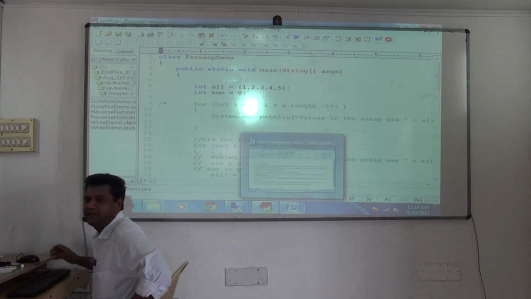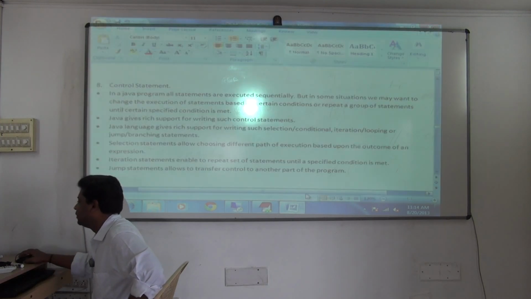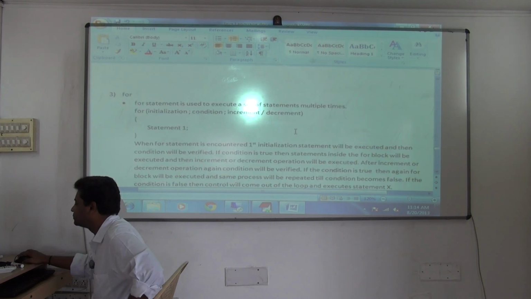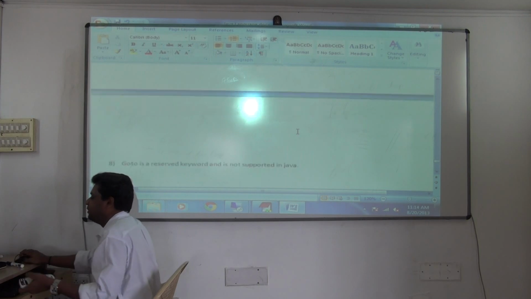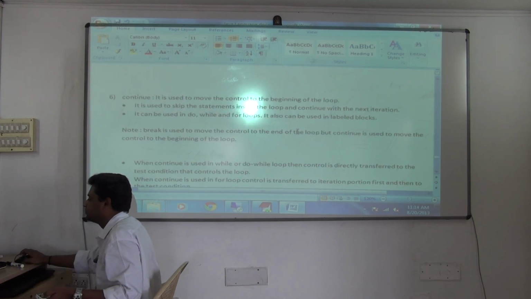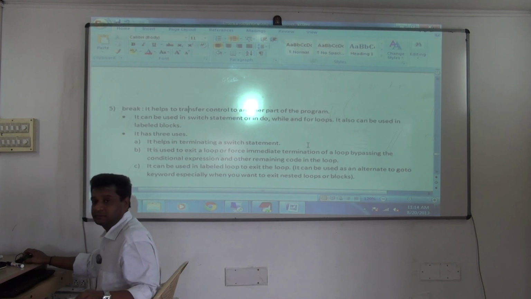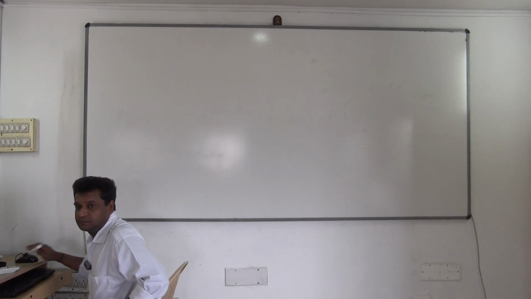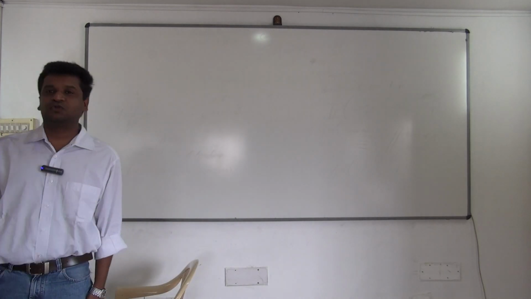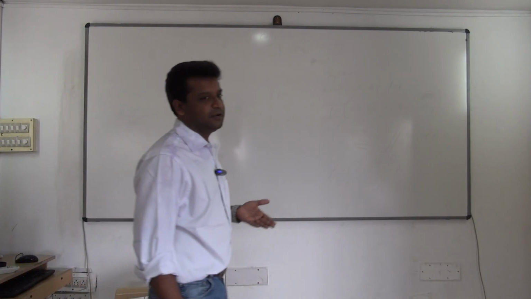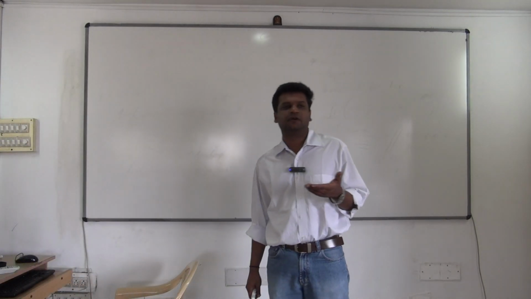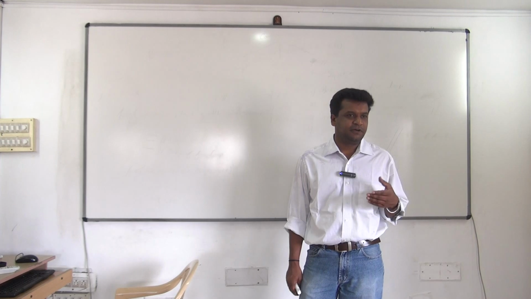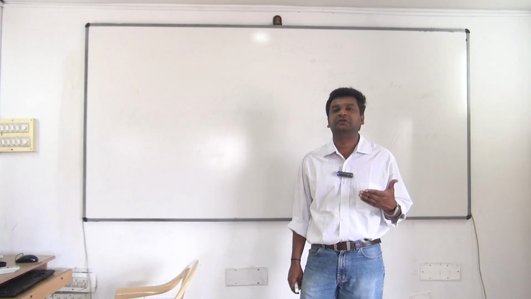Okay. Put the next heading. Jump statements. Now why do you need jump statements? A jump statement is used to transfer the control to another part of the program or to exit the loops. Understood?